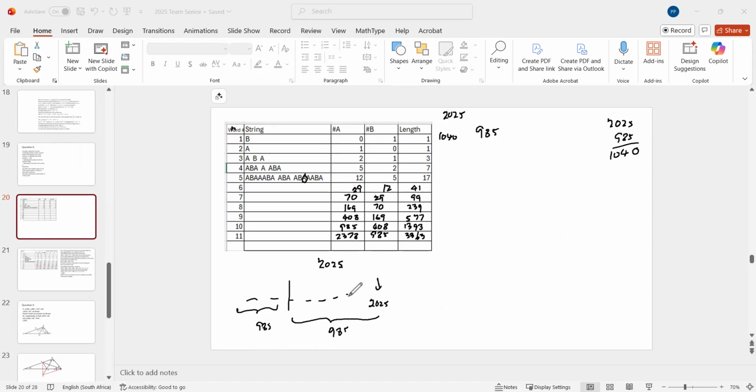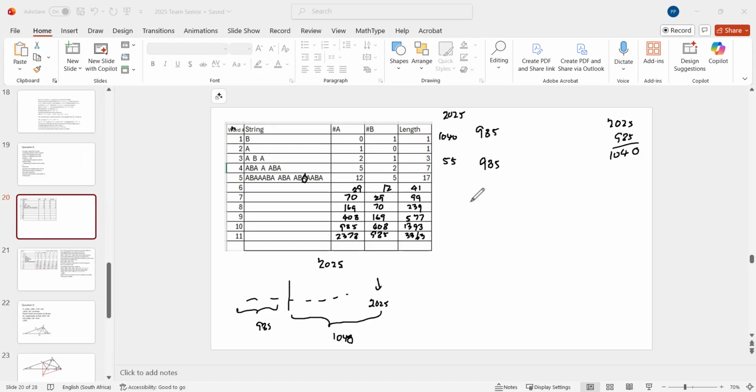You get 1040 remaining. Okay, so you've got 1040 symbols here. Let me just take this. This is an error here. Right, you've got 1040 symbols, and you can take out another 985 from those 1040 symbols. You'll be left with 55. You still got 55 symbols to go.